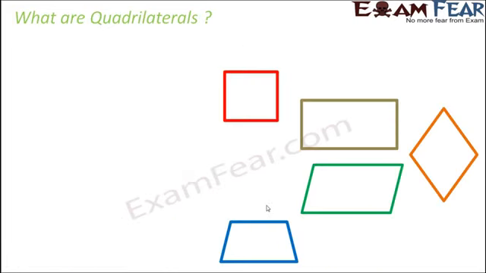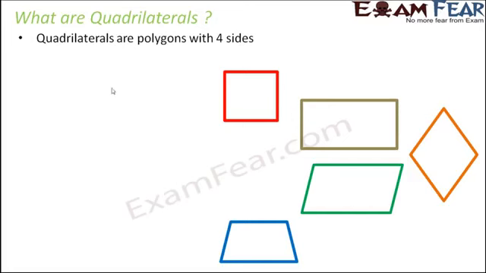So what are quadrilaterals? These are polygons with four sides. Now on the screen, you can already see many varieties in the shapes of polygons, even though all of them have four sides. Now, in any quadrilateral, what are the things that we have in common? We have four sides, we have four vertices, we have four internal angles.